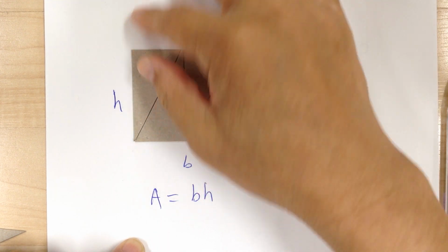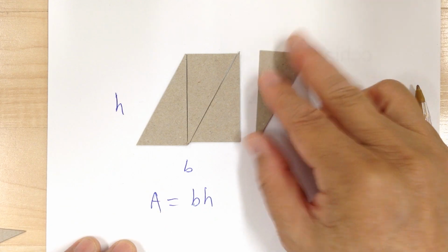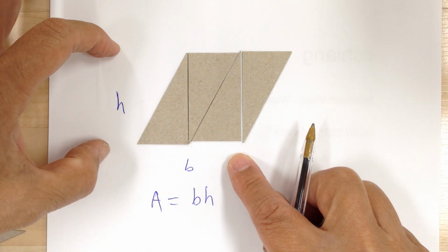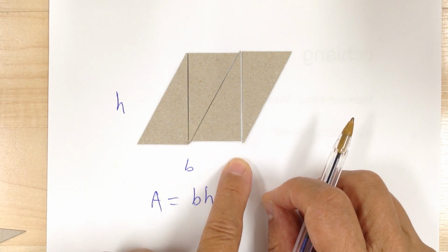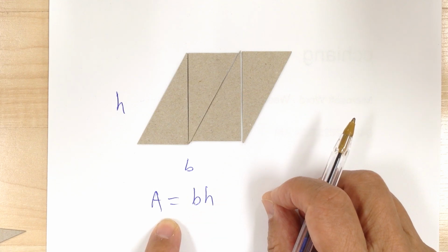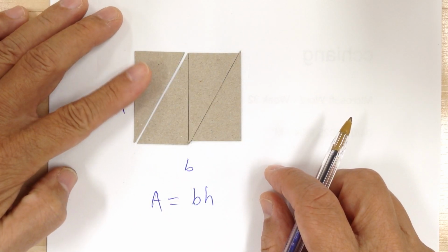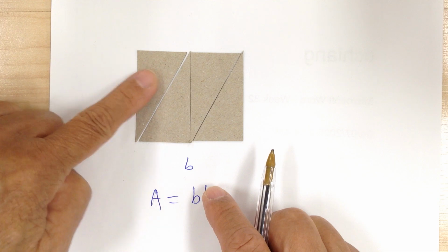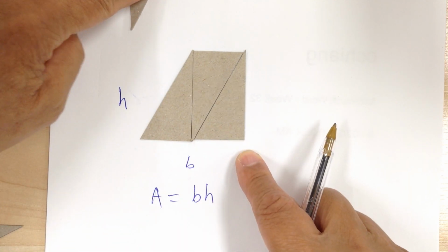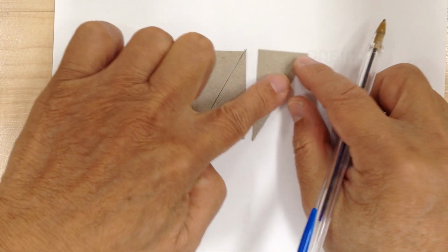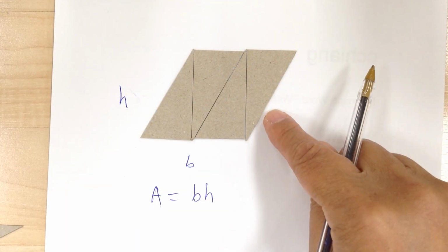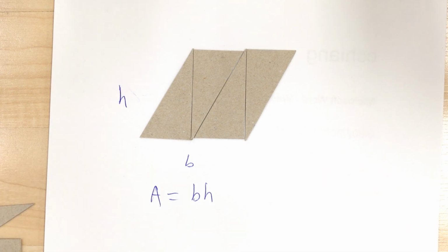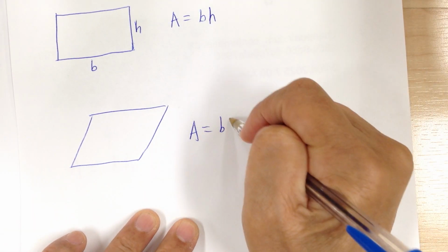Okay, now what if I move this over here to this side? You see that the base is the same, the height is the same. So for a parallelogram, it's the same as a rectangle. So area is base times height. So you can notice the parallelogram is the shifting of a rectangle. When you move these over, the base stays the same, the height stays the same. See that? You just slide it over. So a parallelogram is a shifting of a rectangle. Therefore the formula for the parallelogram is the same, base times height.